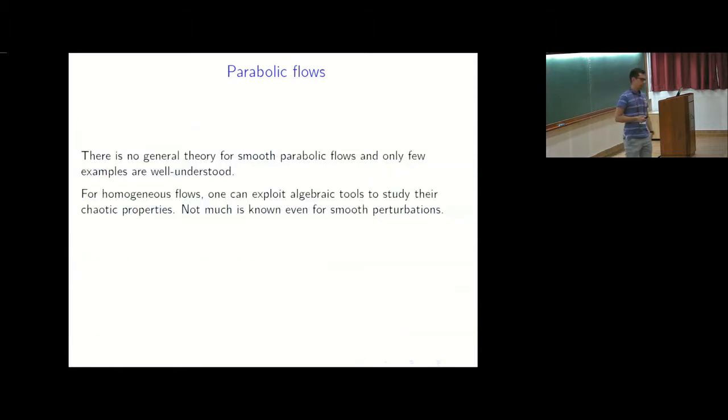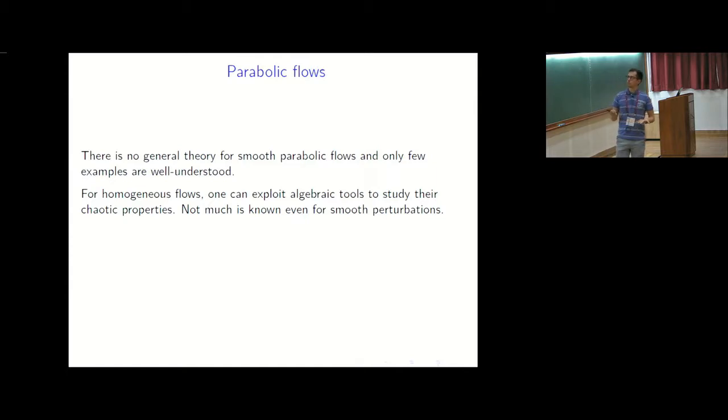However, I should point out that there is no general theory for smooth parabolic flows, and only very few cases are well understood. For example, unipotent flows or horocycle flows are examples of homogeneous flows for which we can exploit powerful algebraic and representation theory machinery to study them. But when we perturb them in a way that we still have a smooth parabolic flow, but the symmetries of the system are destroyed, very little is known.